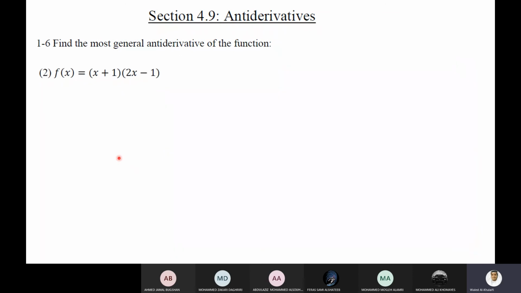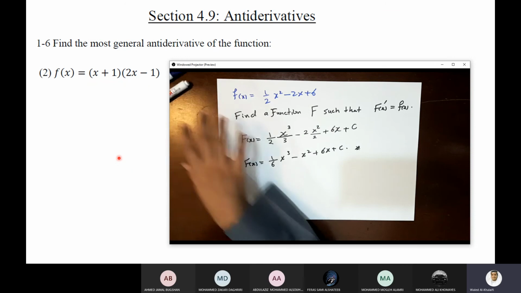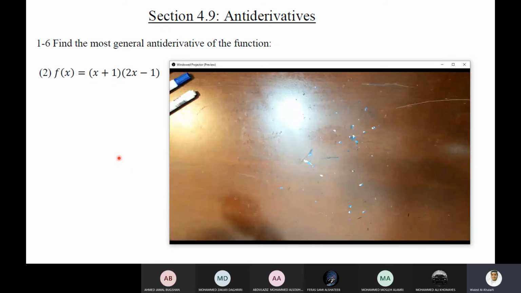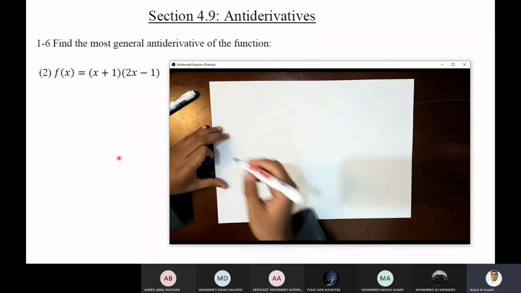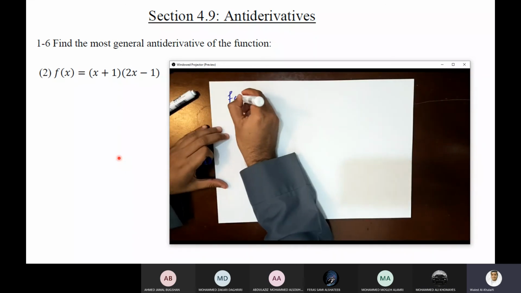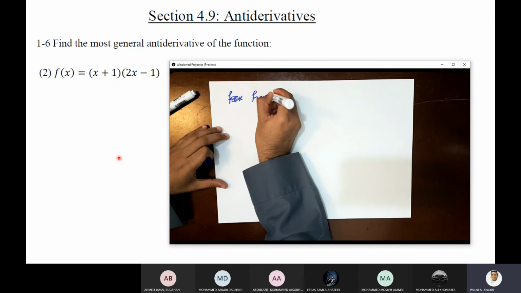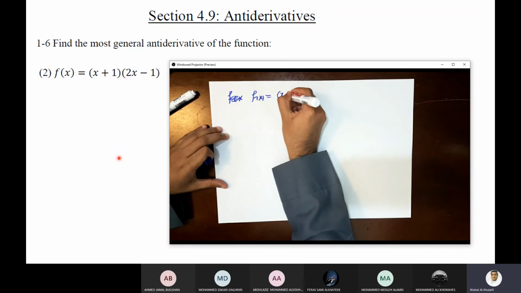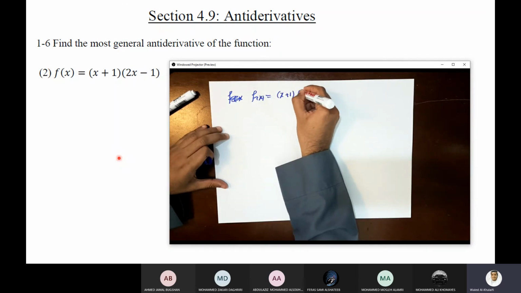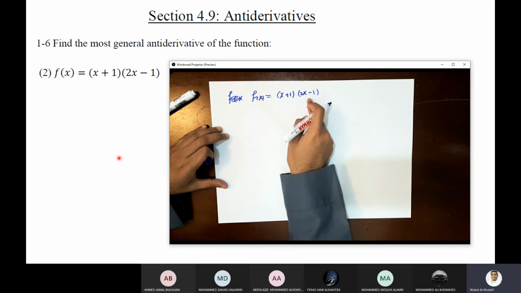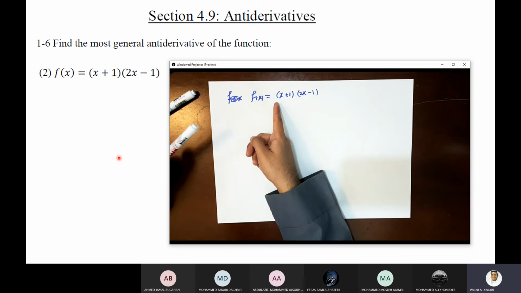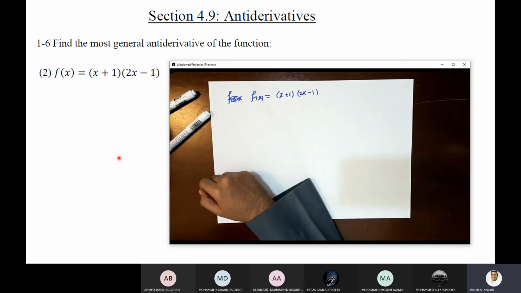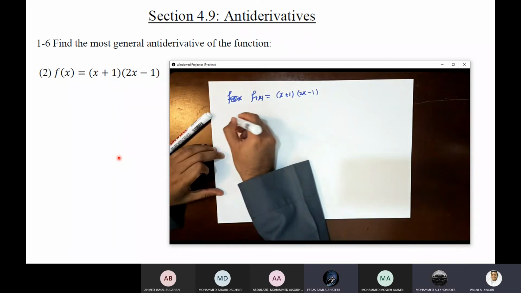Let's go to the next one. How to find the antiderivative of this guy. In the table, you don't have a rule for a product. So we don't say, well, I will find the antiderivative of the first times the antiderivative of the second. This is wrong. This is completely wrong. But I have to do something to that function before I take the antiderivative. We multiply them, right? Yeah.